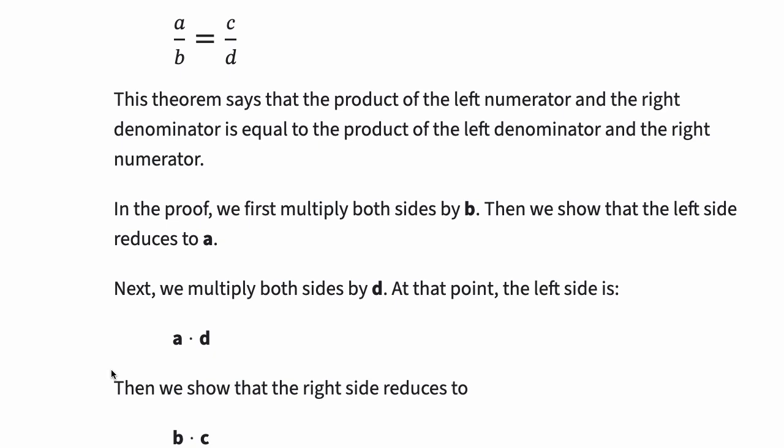In the proof, we first multiply both sides by b. Then we show that the left side reduces to a. Next, we multiply both sides by d. At that point, the left side is a times d. Then we show that the right side reduces to b times c.